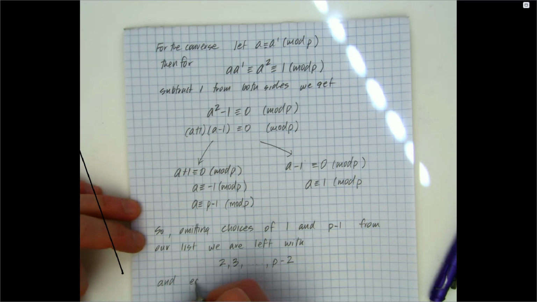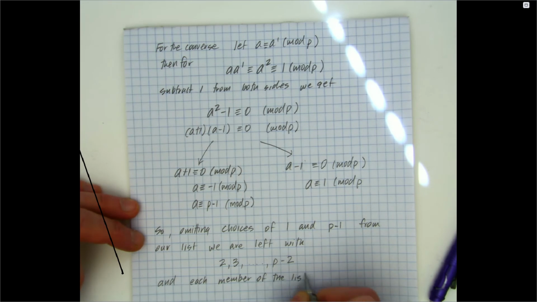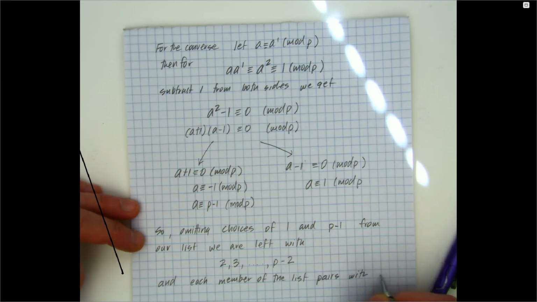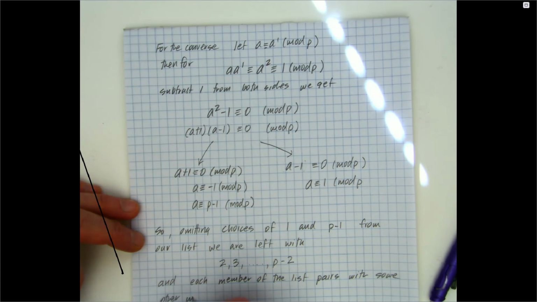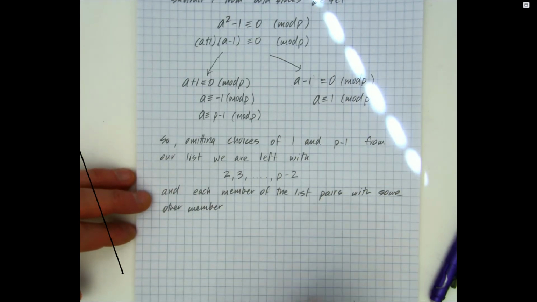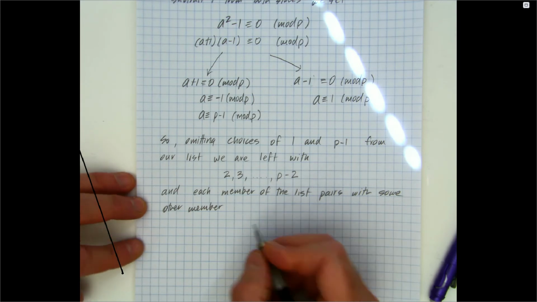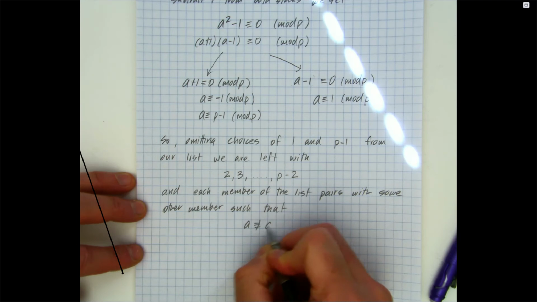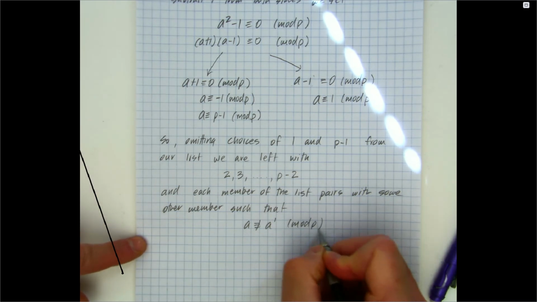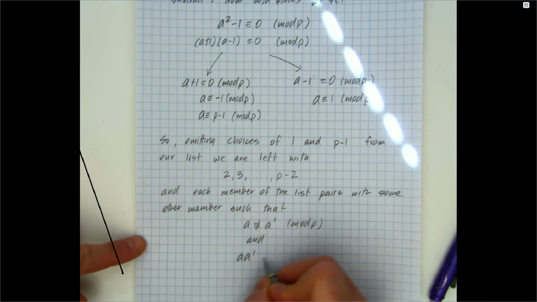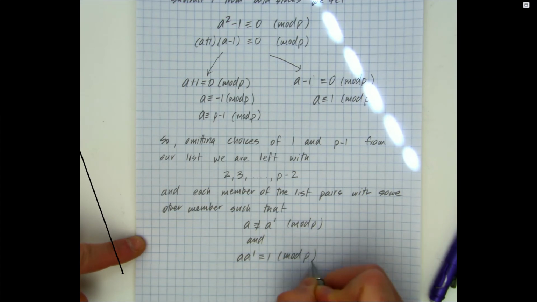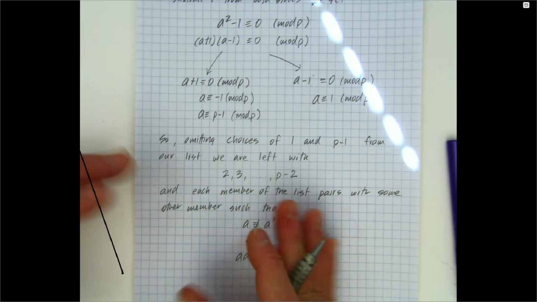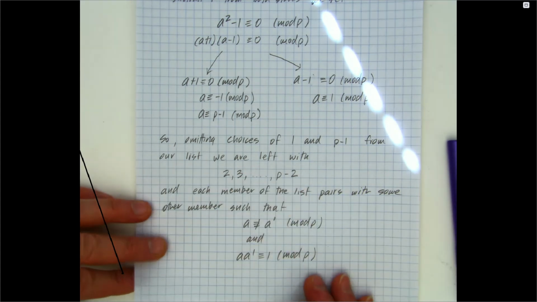We're left with this, and each member of the list pairs with some other member, which is not itself, right? Such that, first of all, A is not equal to A prime mod P, and A times A prime is congruent to 1 mod P. So in other words, in this list there are these dancing partners such that when I multiply one by the other, I get congruent to 1, and they pair up exactly one with another.